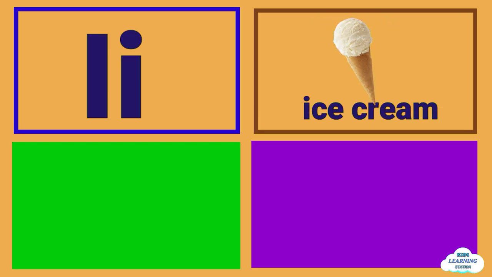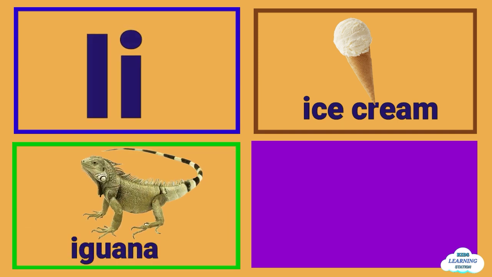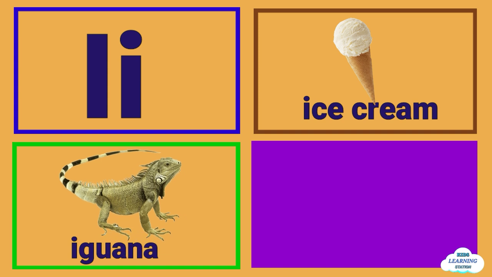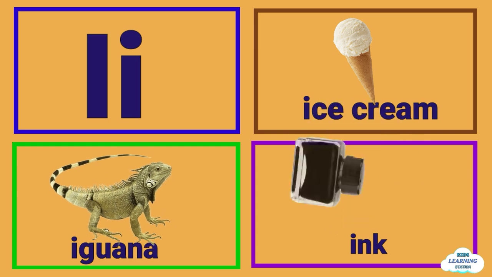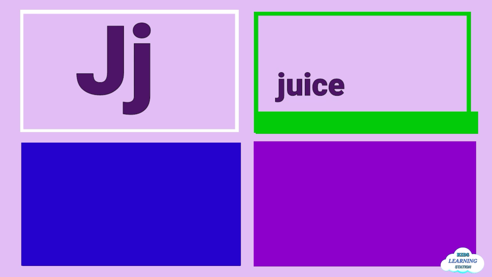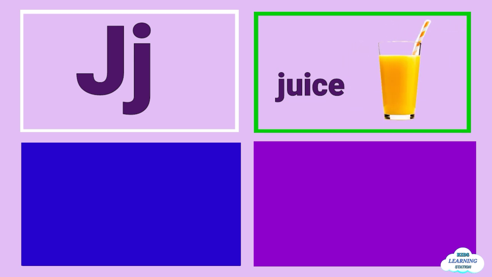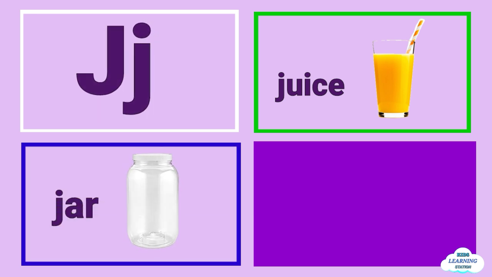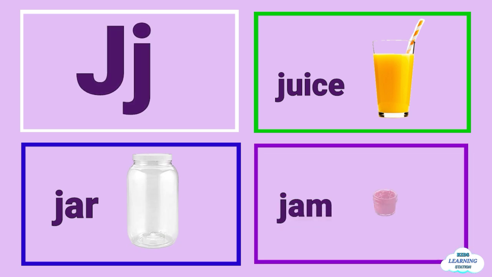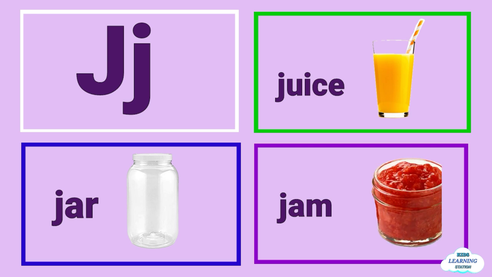Ice cream. I is for iguana. Iguana. I is for ink. Ink. J is for juice. Juice. J is for jaw. Jaw. J is for jam. Jam.